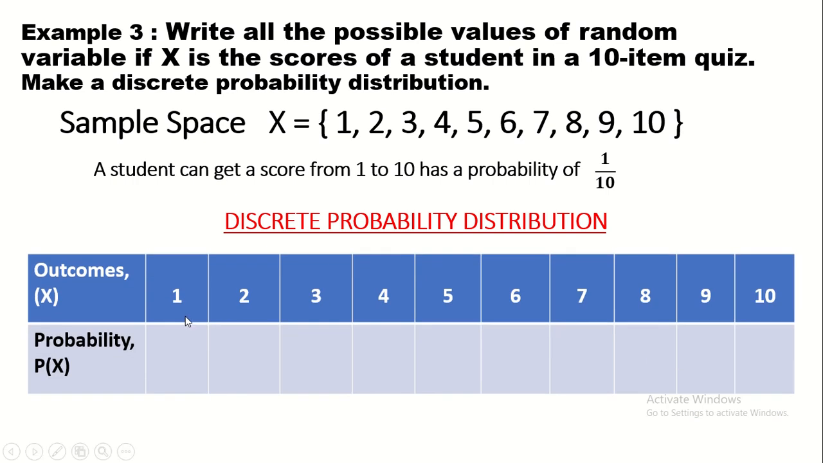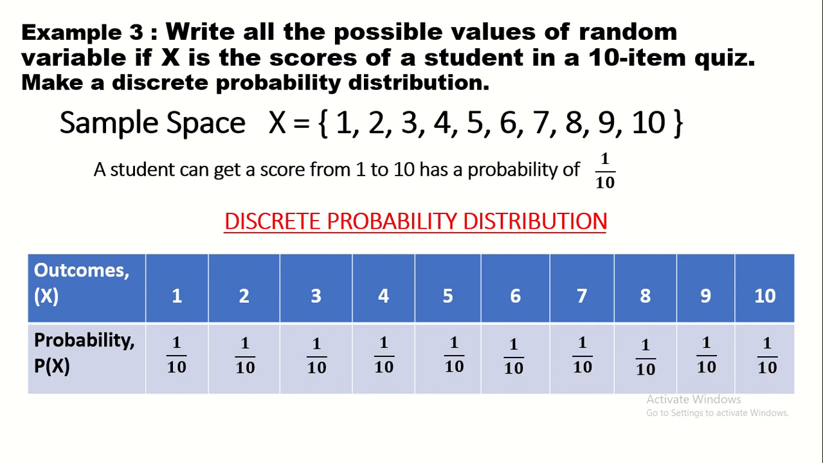Ito po ang pwedeng possible na makuhang score ng student: 1, pwede rin na maging 2, o kaya 3, ang score niya, or 4, and so on and so forth hanggang 10. Bawat score diyan, may probability na 1/10. Okay? Lahat sila ay 1/10 kasi isa lang naman po ang pwedeng maging score ng student. Hindi siya pwedeng magkaroon ng dalawang score. Hindi siya pwedeng makakuha ng 3 at 7 at the same time. So, isa lang ang magiging score niya.